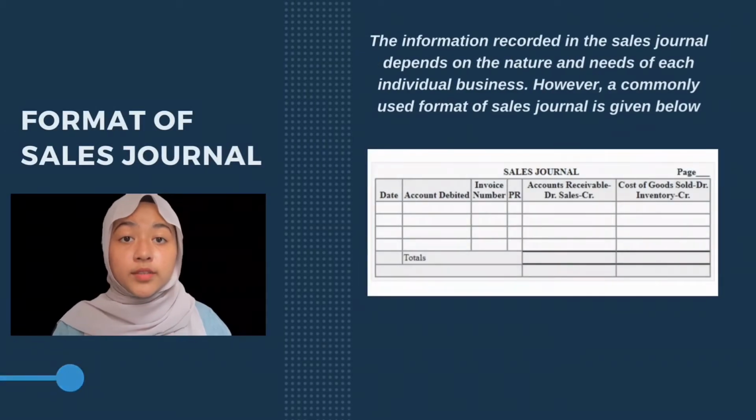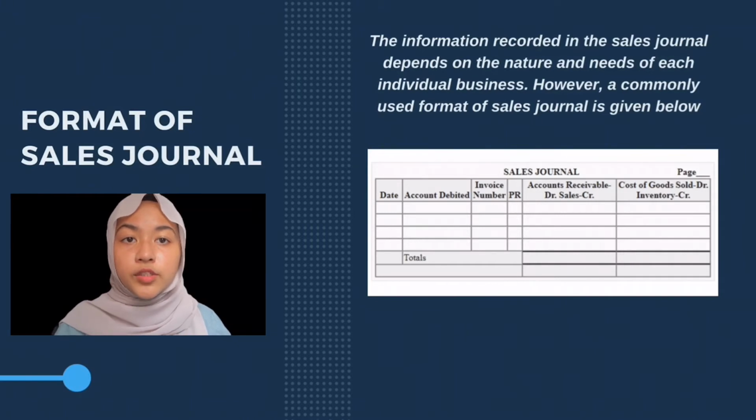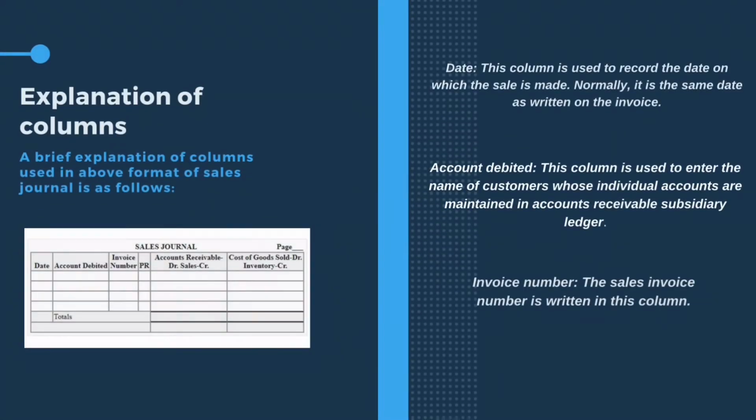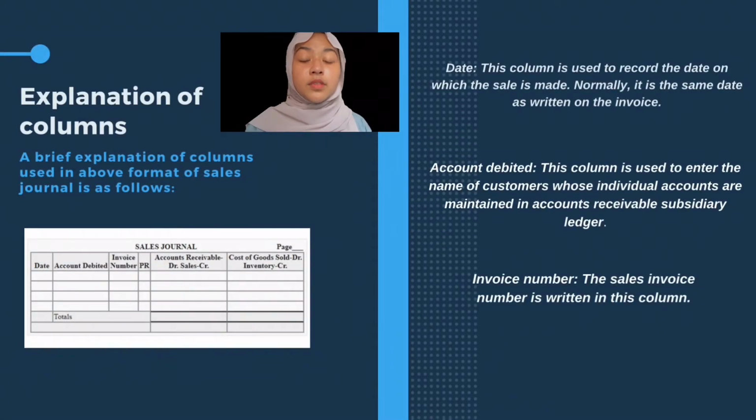Format of the sales journal. The information recorded in the sales journal depends on the nature and needs of each individual business. However, a commonly used format of the sales journal is given below. Explanation of columns. First, date. This column is used to record the date on which the sale is made. Normally, it is the same date as written on the invoice.